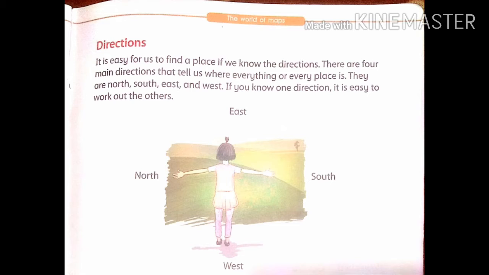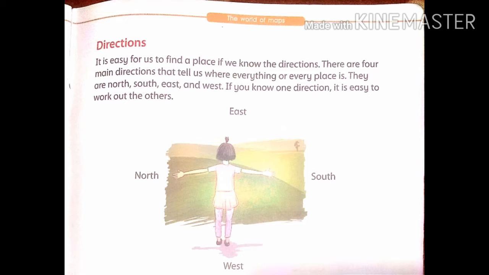It is easy for us to find a place if we know the directions. There are 4 main directions that tell us where everything or every place is. They are north, south, east, and west. If you know one direction, it is easy to work out the others.